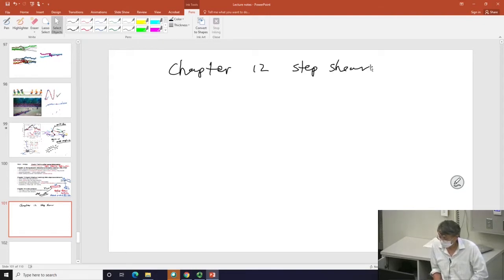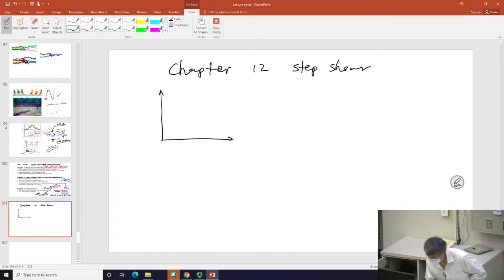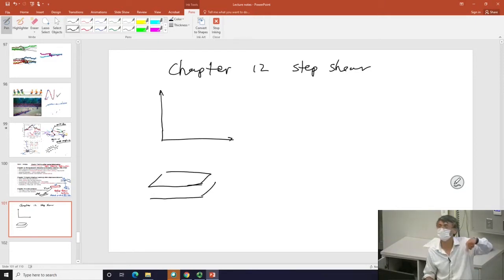So let me remind you what is step shear. Well, you can do it any way you want. But basically, when you conceptualize it, you don't need to think about it being a cone plate or whatever. It's just simple linear shear. So you have H, and you move your upper plate X, and then the amount of deformation you produce is X over H.